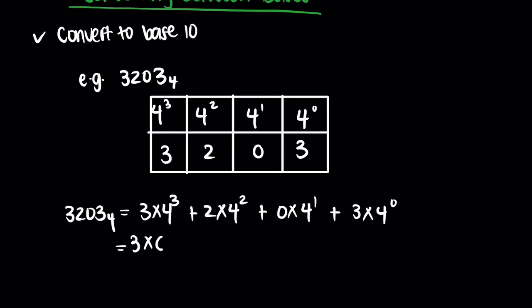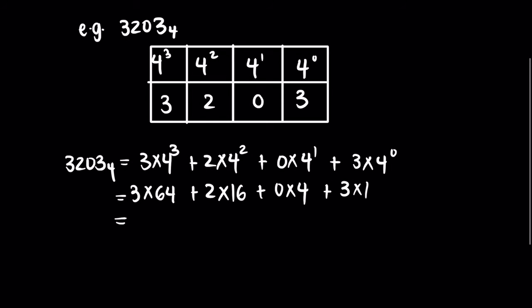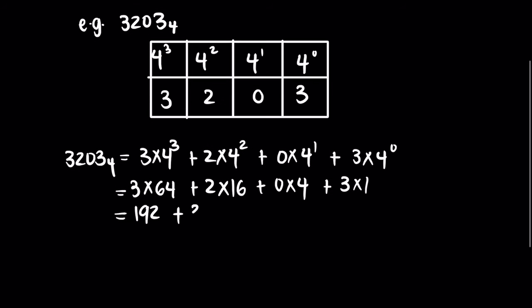3 multiplied by 64, plus 2 multiplied by 16, plus 0 multiplied by 4, plus 3 multiplied by 1. So the sum of 192, 32, 0, and 3 equals 227, which is our original number in base 10.